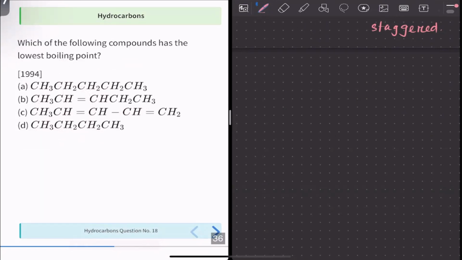Which of the following compounds has the lowest boiling point? It is asking to compare the boiling points of different hydrocarbons. So first of all, I'll let you know the factors determining the boiling point of hydrocarbon. The first and foremost factor is molecular weight.